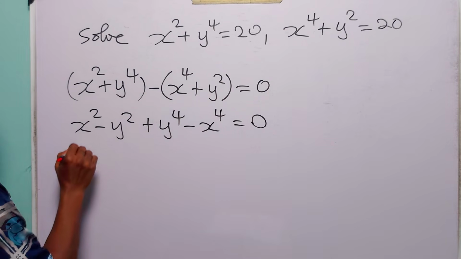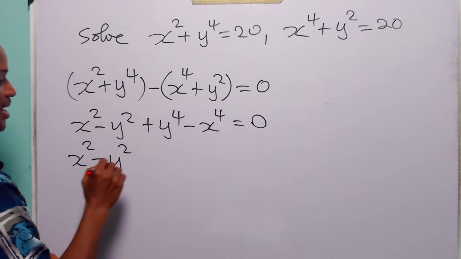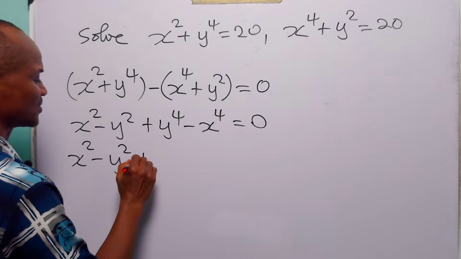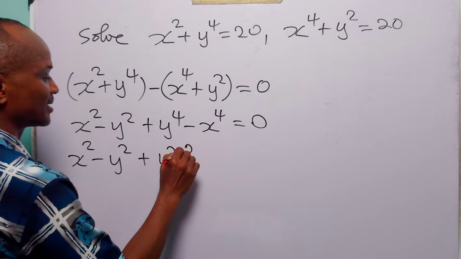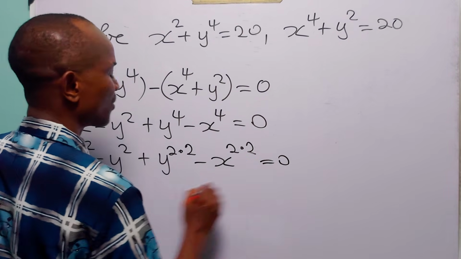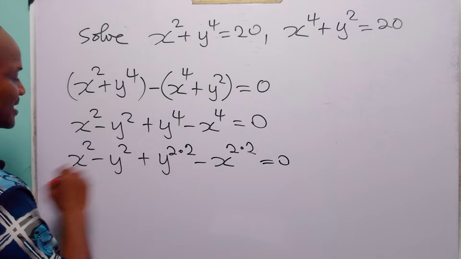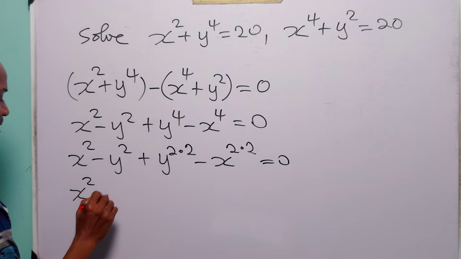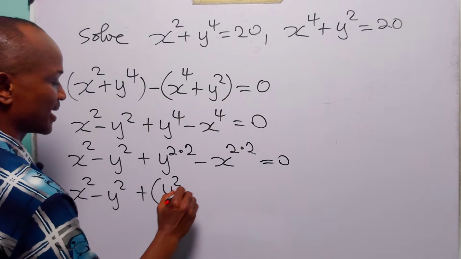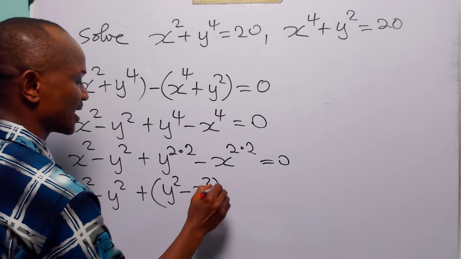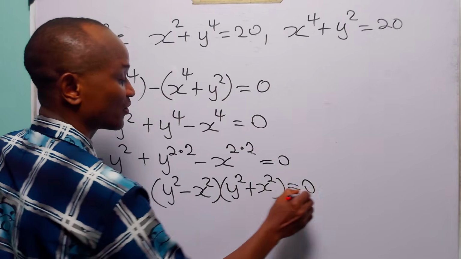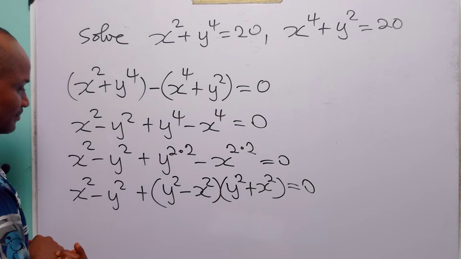Now we have x squared minus y squared. When you look at these two, you'll see the difference of two squares, because of course you know that we can write this as y squared squared minus x squared squared. Now this is equal to 0. Factorizing this, we have x squared minus y squared plus y squared minus x squared multiplied by y squared plus x squared. Of course, this is still equal to 0.